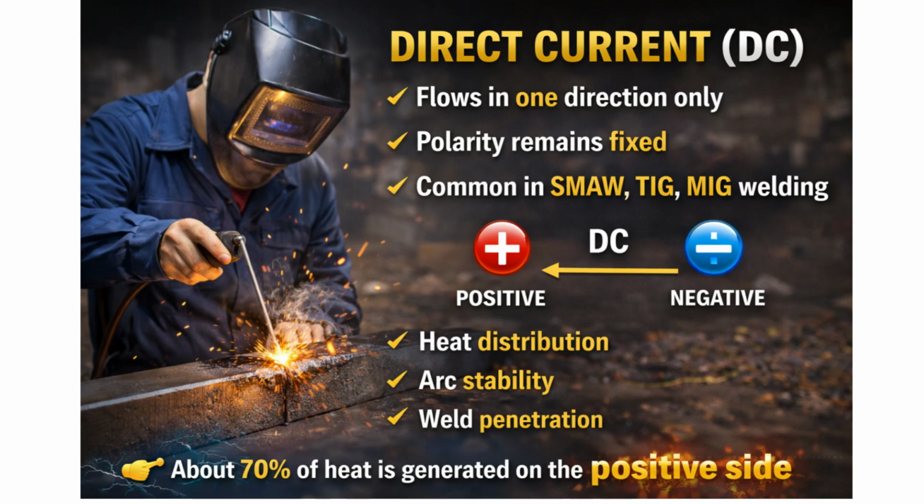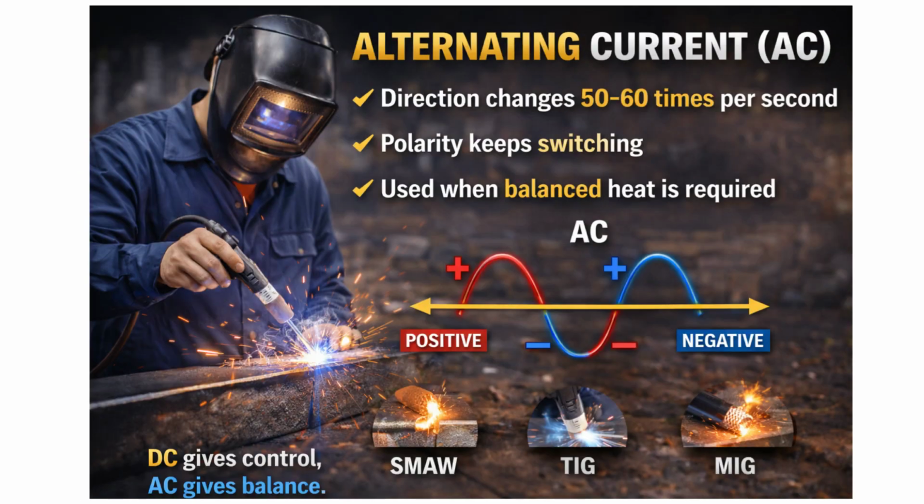Before polarity, we must understand current types. Direct current, DC, flows in one direction only. Polarity remains fixed. Common in SMAW, TIG, MIG welding. Alternating current, AC, direction changes 50 to 60 times per second. Polarity keeps switching, used when balanced heat is required. DC gives control, AC gives balance.